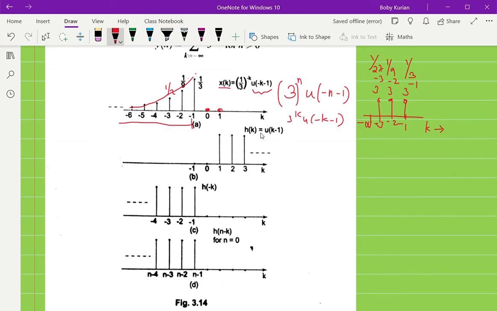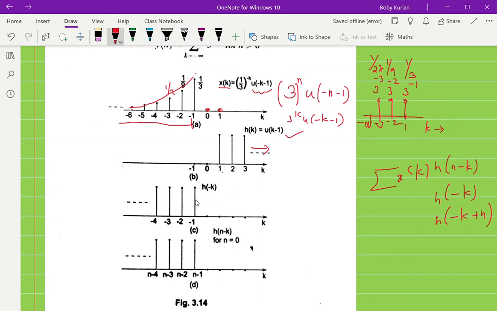Second function h of k, that is u of n minus 1. That is not in terms of k, that is u of k minus 1. u of k minus 1 is in fact shifting by one value, so that begins here at n equal to, or k equal to, 1. Now as per the definition, this is sigma x of k h of n minus k. So we have to find h of minus k, then h of minus k plus n.